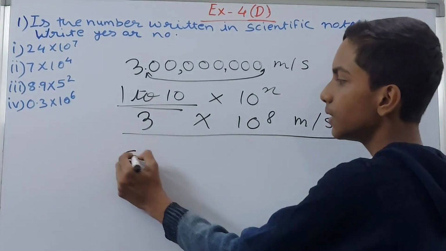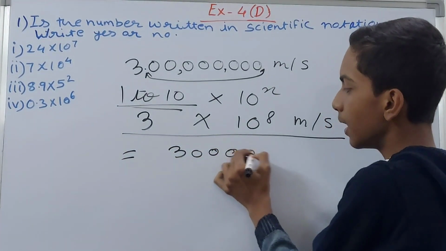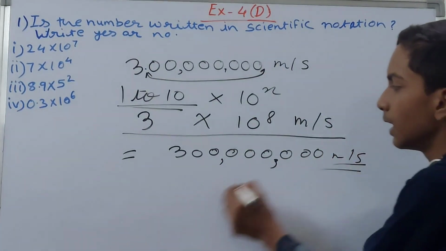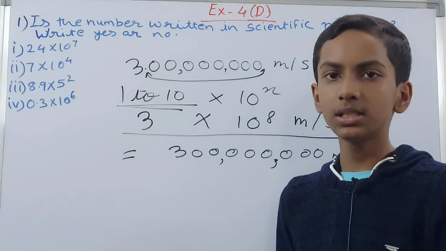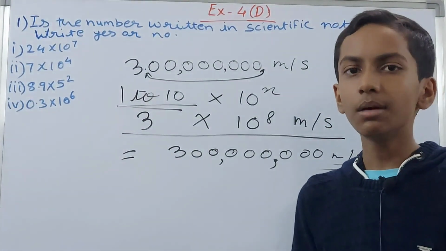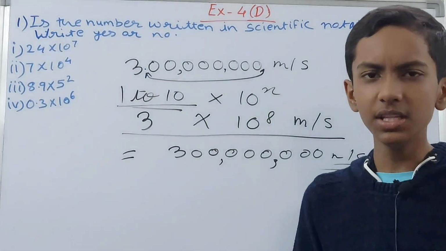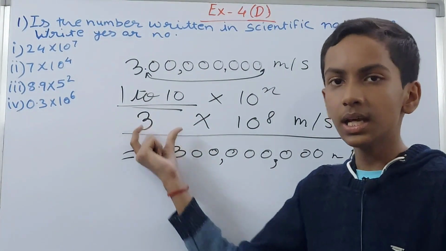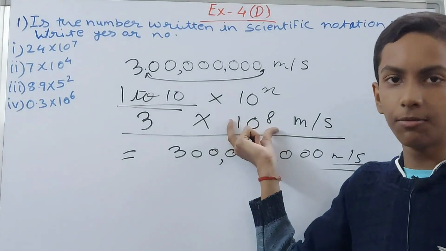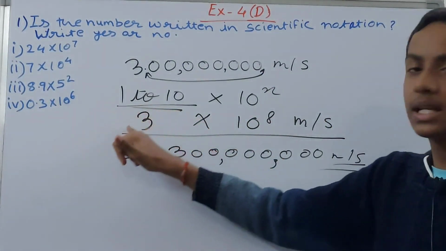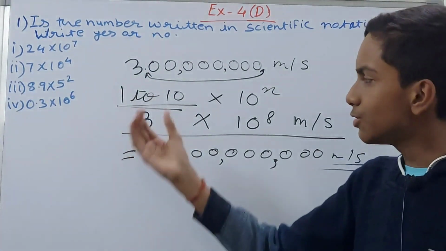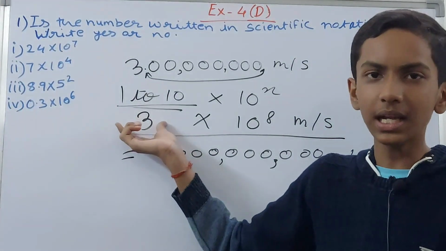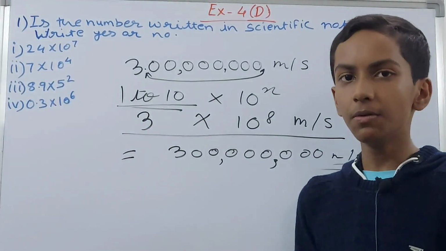And when you solve this, you will get the same thing, 300 million meters per second. So scientific notation is a way of writing big numbers with many zeros in them as a product of two numbers. The first number is always between 1 and 10 and the second number is expressed as a power of 10. The first number can be a decimal number as well. It is not necessary that it will be 2, 3, 4, 5; it can be 2.5, 4.6, 4.8, any number, but it should be between 1 and 10.